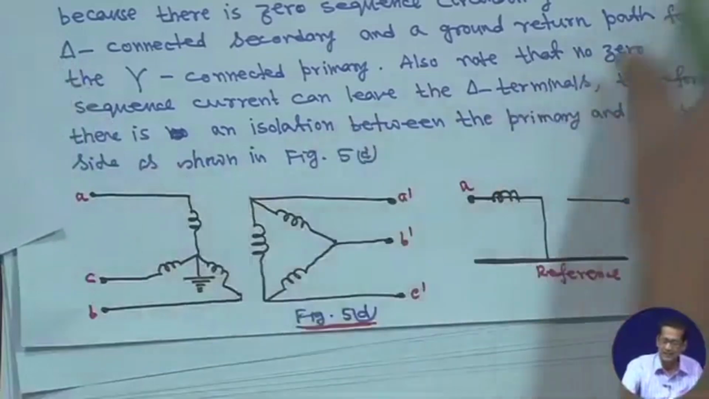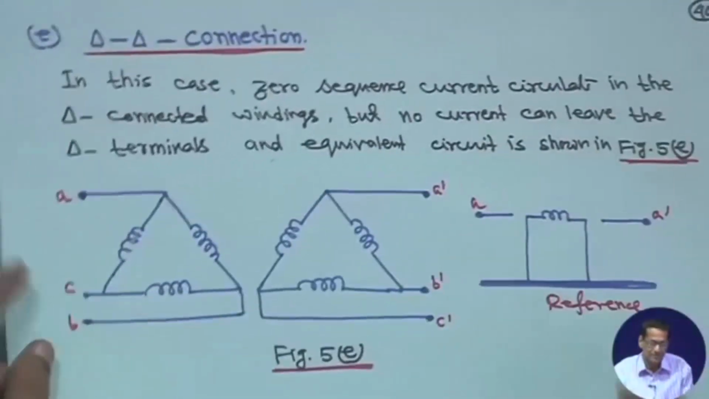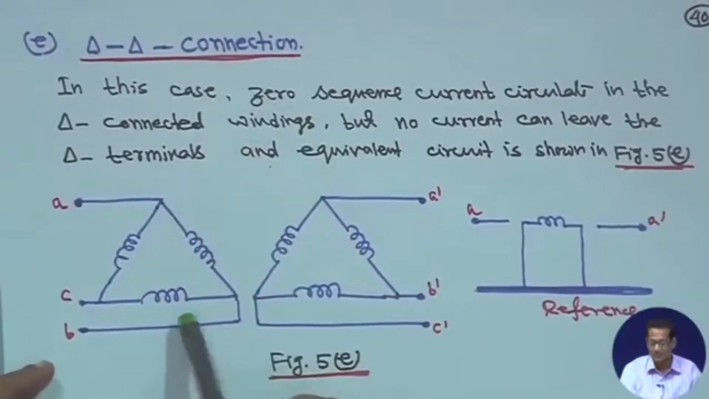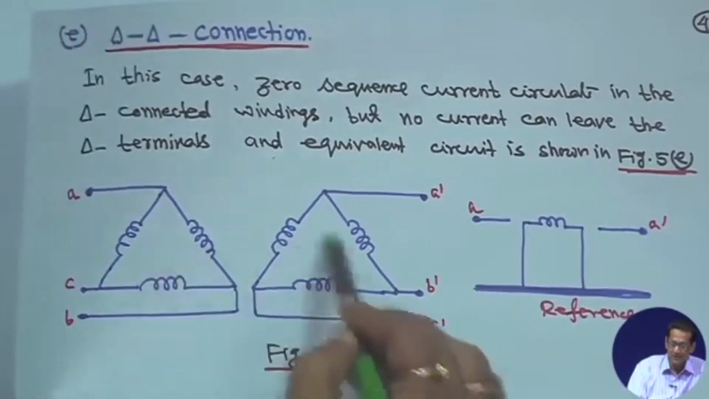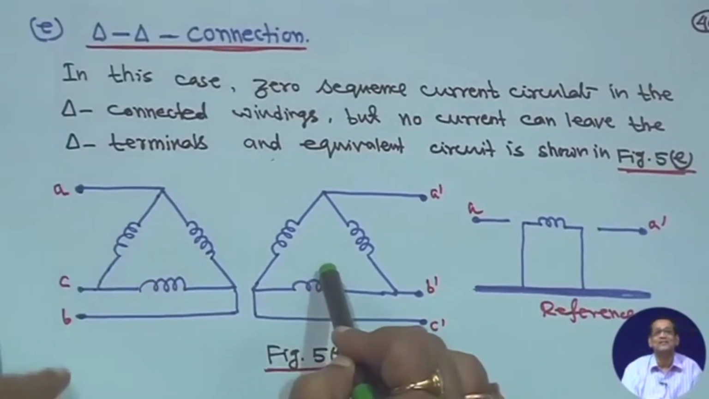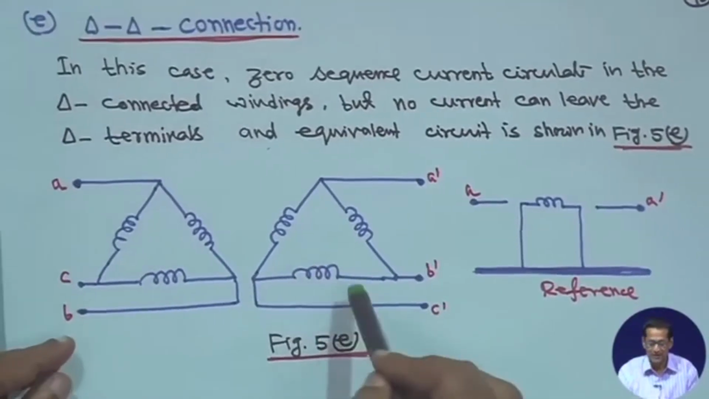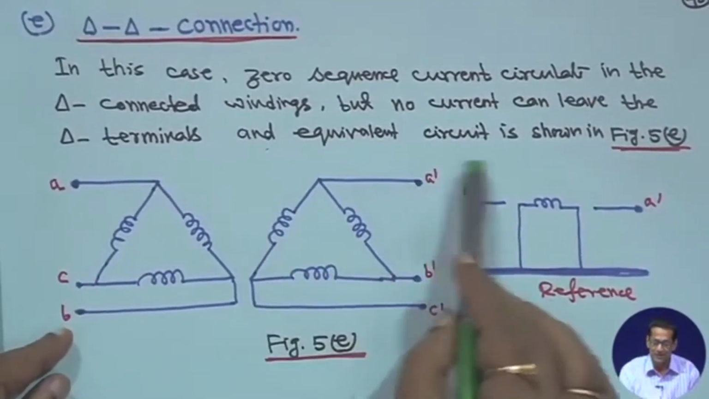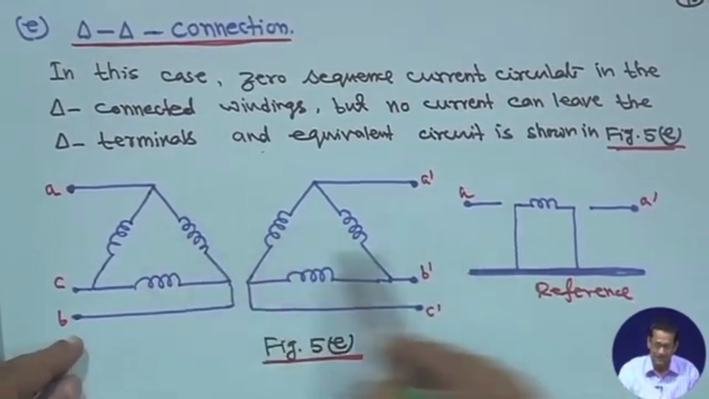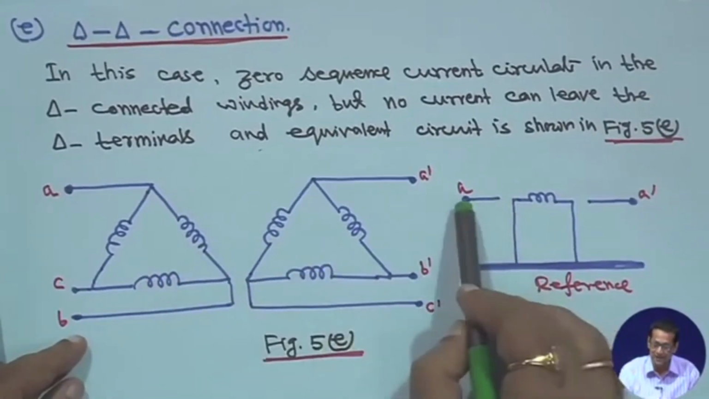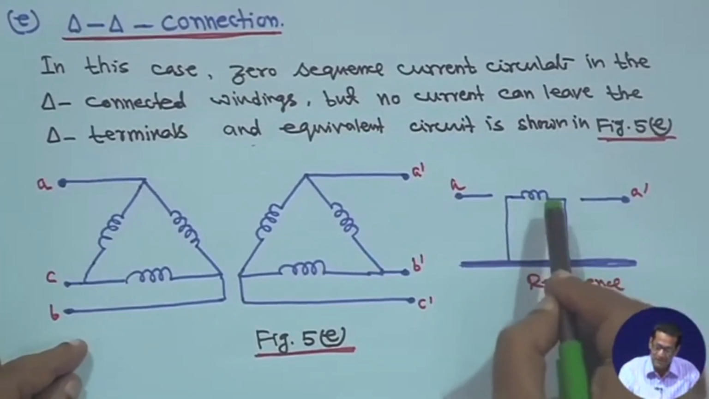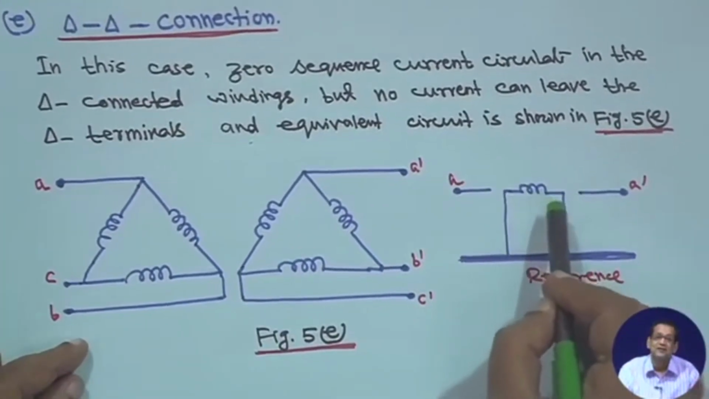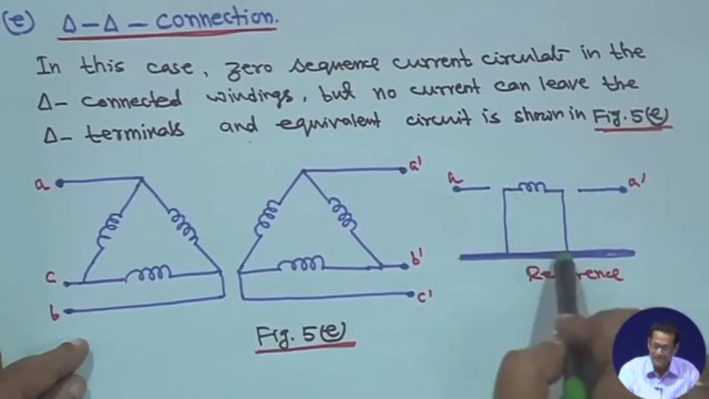And the last one is the delta-delta connection; this is also delta, this is also delta. In this case, zero sequence current will circulate in the delta, but it cannot leave the terminal. So, the diagram should be like this. The delta terminal and equivalent circuit is a circulating current, this is delta, this is delta. So, this line side will remain open, this side will remain open, but make a small loop, make the transformer zero sequence impedance and just close it like this.